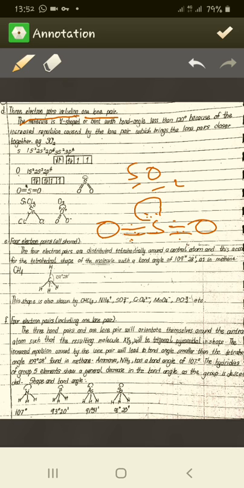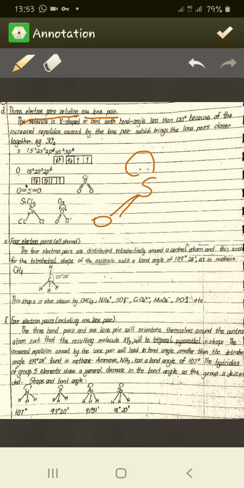So the repulsion between a lone pair and a bond pair is greater than the repulsion between a bond pair and a bond pair. So this lone pair is going to repel this bond pair of electrons, and they will end up coming like this. They will end up going this side, such that the angle between the lone pair, this is my lone pair, and the bond pair, the angle between the lone pair and the bond pair is greater than the angle between the bond pair and the bond pair.